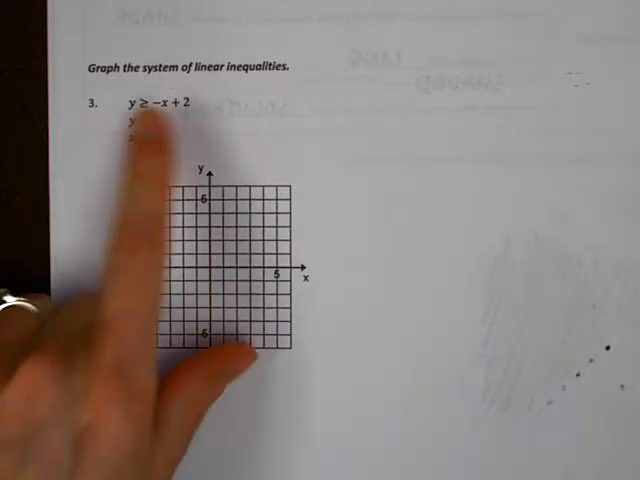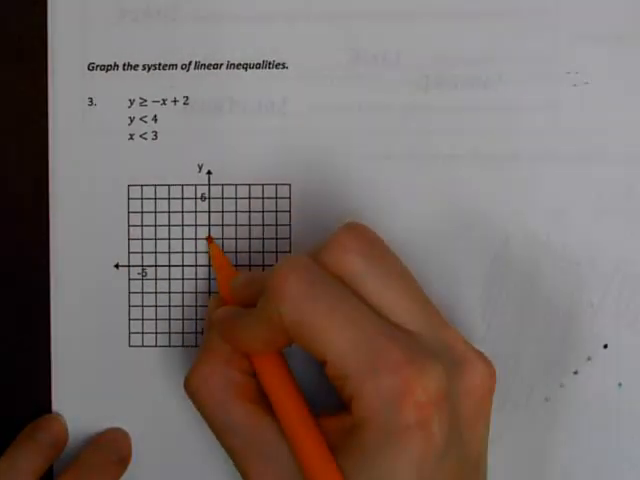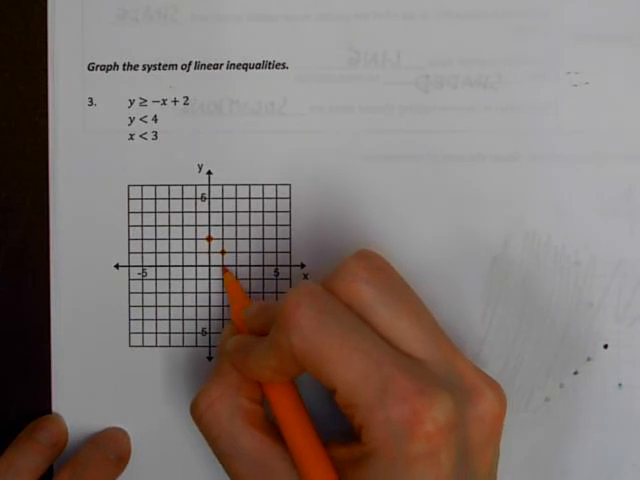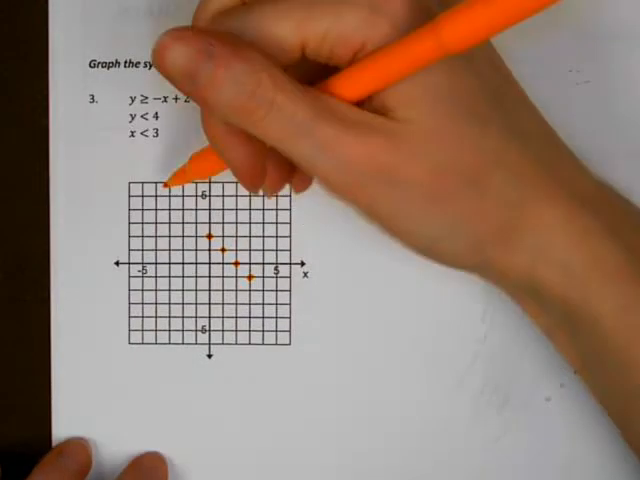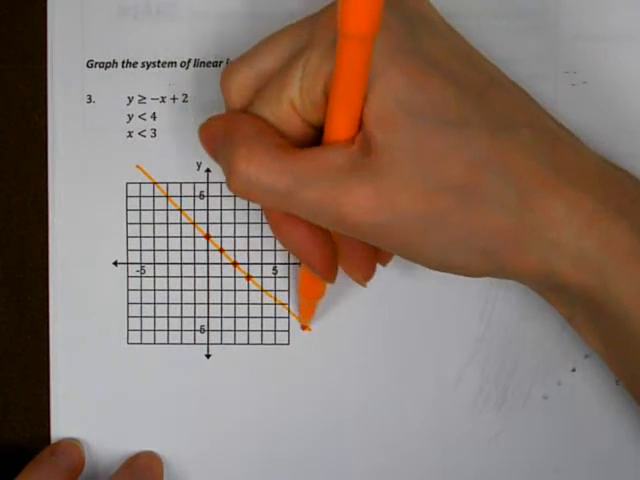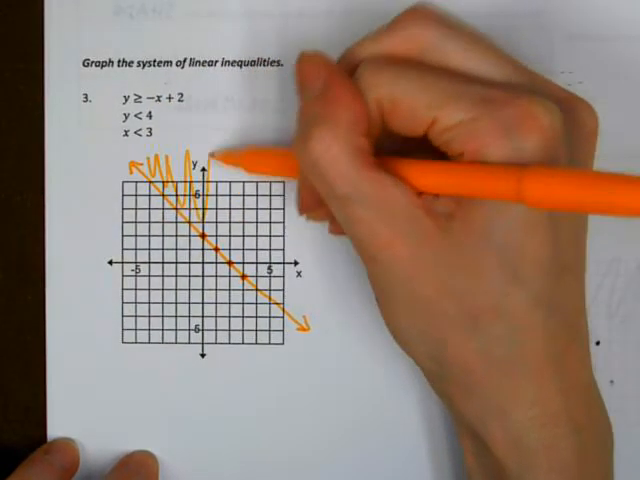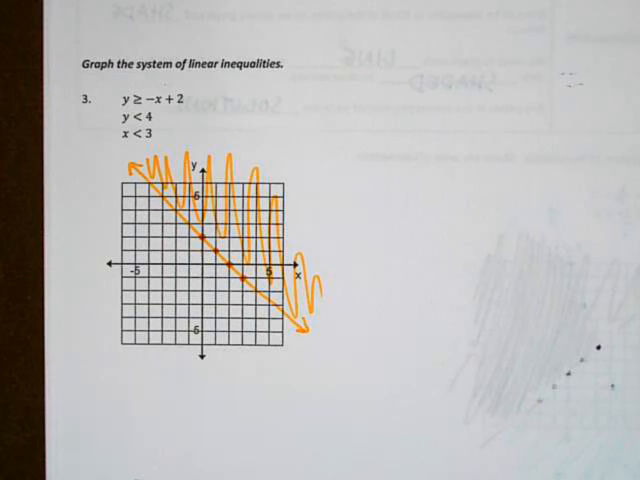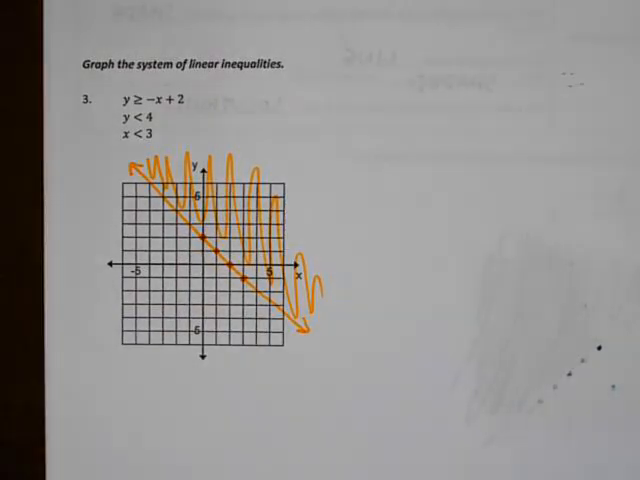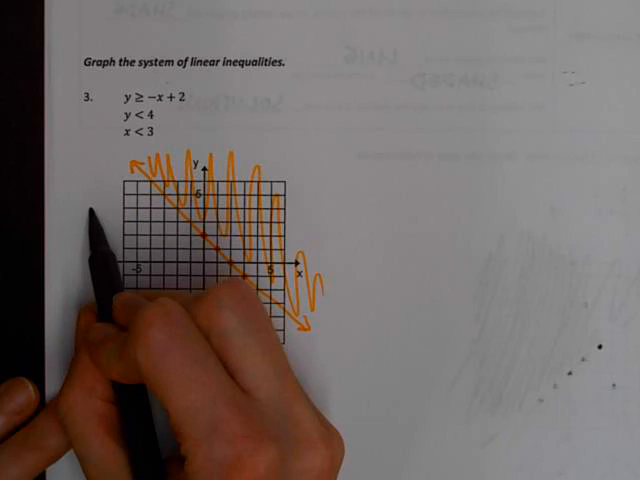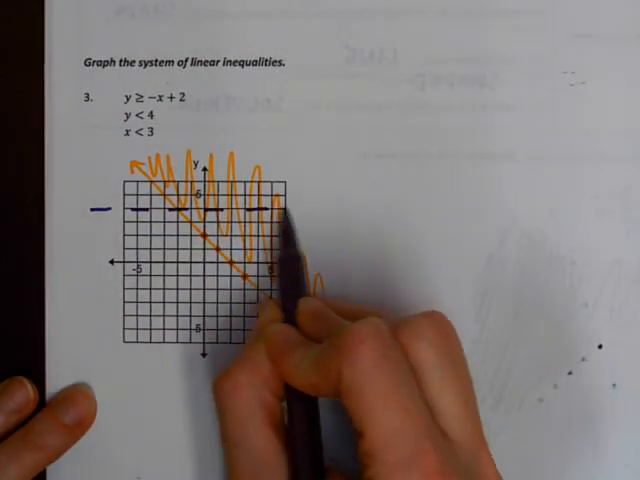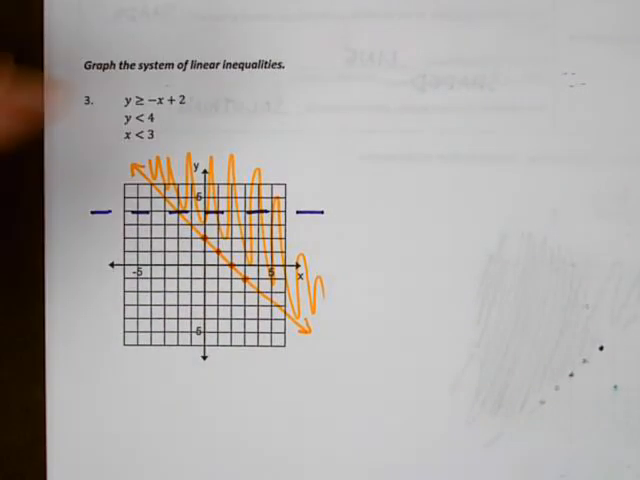Okay, so line number 1, y-intercept of 2. Slope is -1/1. Greater than or equal to would be a solid line, and greater than is above. Okay, line number 2. This is a y. Y is less than 4. So y is horizontal, so we have a dashed line at y equals 4. Less than means below.